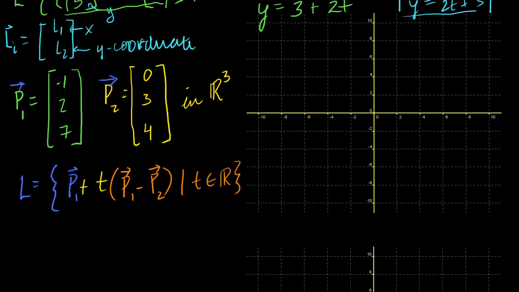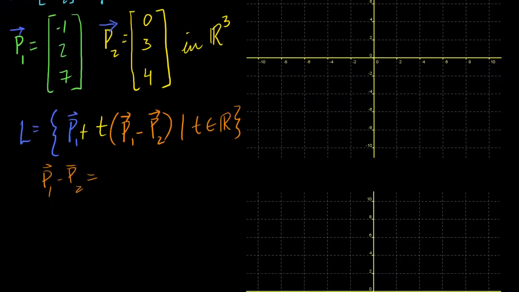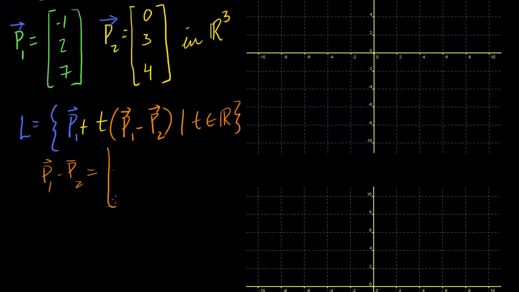So let's apply it to these numbers. Let's apply it right here. What is P1 minus P2? P1 minus P2 is equal to, let me get some space here, minus 1 minus 0 is minus 1. 2 minus 3 is minus 1. 7 minus 4 is 3. So that thing is that vector.